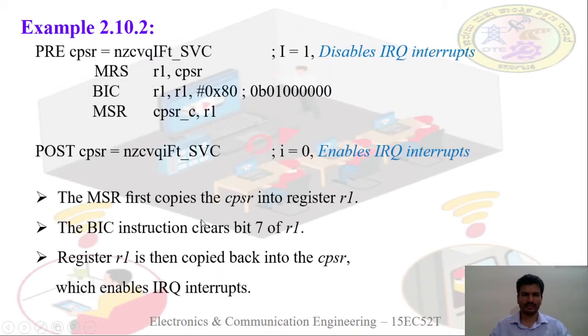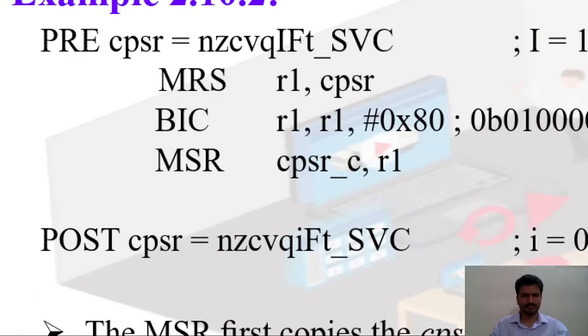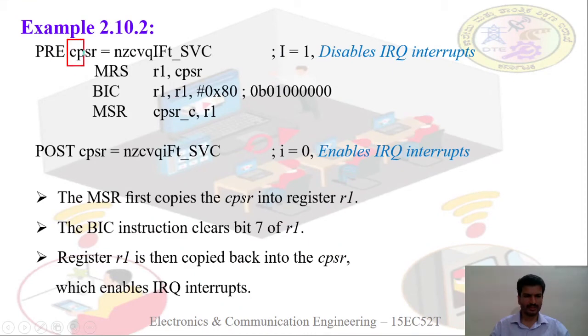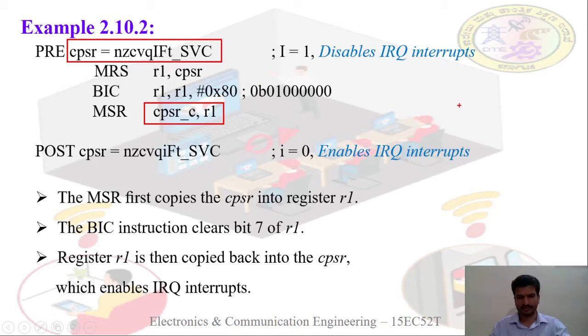So let us consider an example. Pre means before execution. Before execution the CPSR contains this data. See here, I am moving data to the control field, so I will take only the status of the control field.